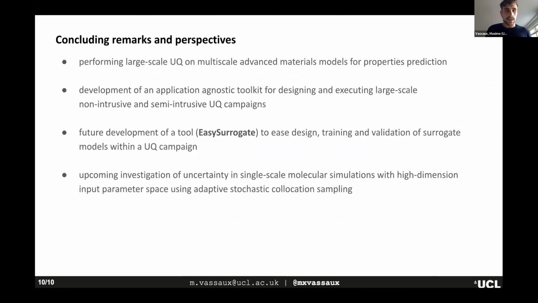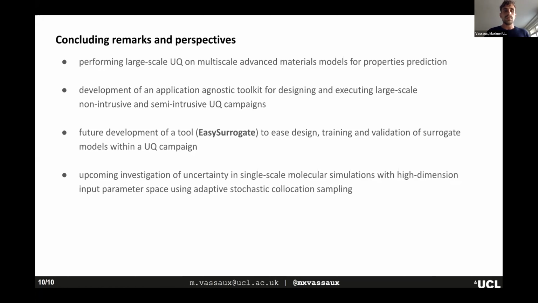And with that, I'd like to conclude. Sorry, I've been quite short in the end with the talk, but just to summarize, we are currently performing UQ on an advanced material multiscale application used for predicting material properties. We are only done with the surrogate modeling part. We still have to run complete UQ campaigns.